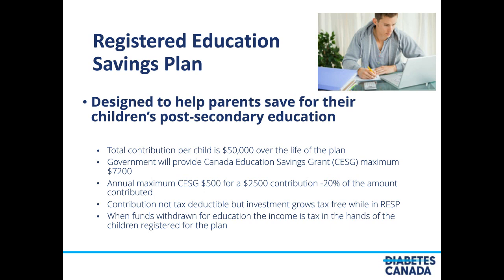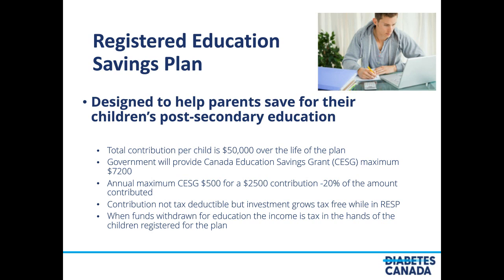The RESP can be opened at most financial institutions, but be wary of excessive administrative fees. And also look at the plan document. Does it allow you, when your child is going to school, to pay not only for their tuition and books, but also for their accommodation if they decide to live outside of the town or city that you live in? So you want it to be as broad as possible as to what it defines as educational expenses when setting up your plan.